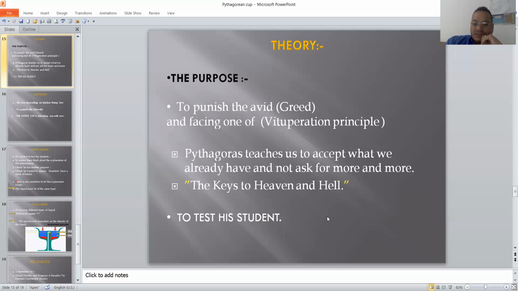The keys to heaven and hell. When we accept our rights and keep going to make ourselves better, I think this is the story. This will be the keys to heaven and let us be far away from hell.